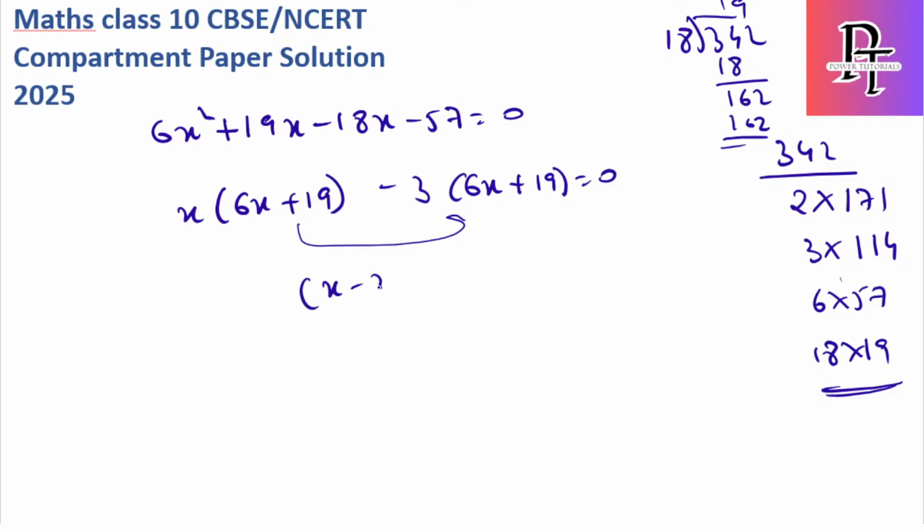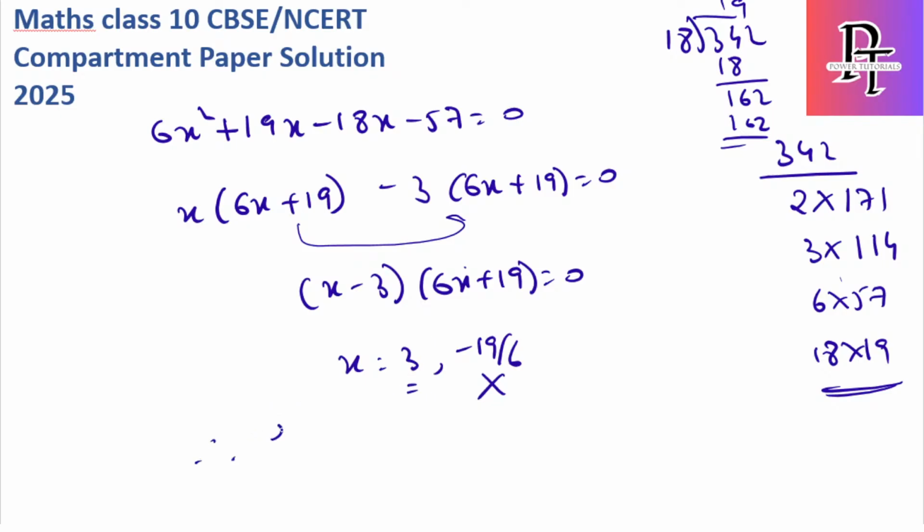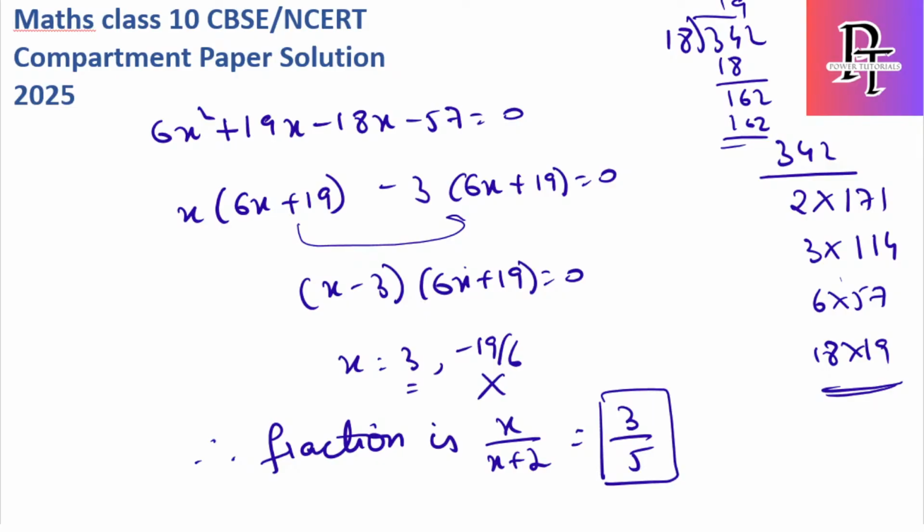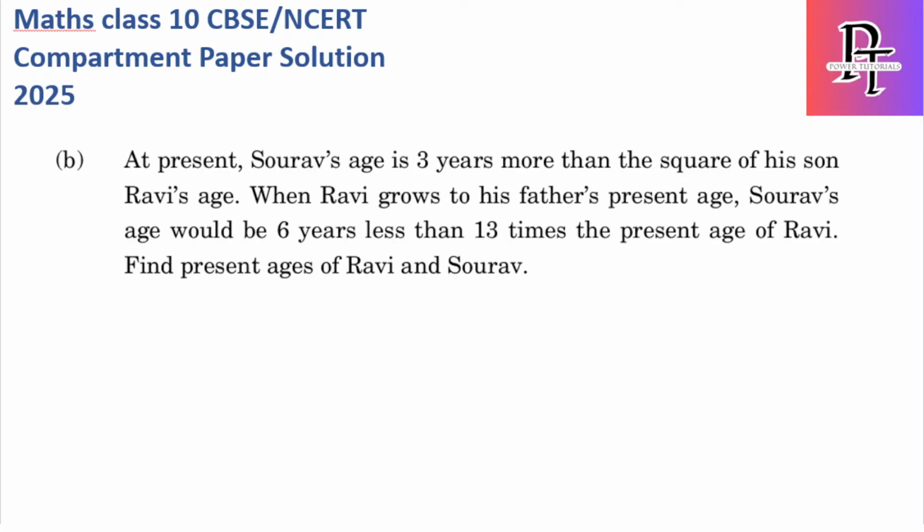Okay, so the equation now becomes x minus 3 into 6x plus 19 is equal to 0. So the values are x is equal to 3 comma minus 19 by 6. Minus 19 by 6 cannot be the value because for fractions it can be only integers. So the x value is 3. Therefore the fraction x by x plus 2 is 3 by 5. Okay, so here the main part is only calculation. Okay, let's move to the B part.